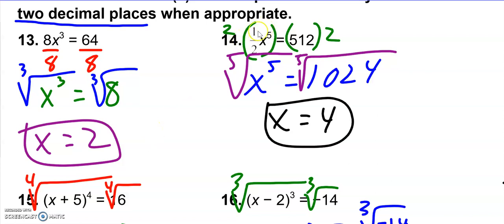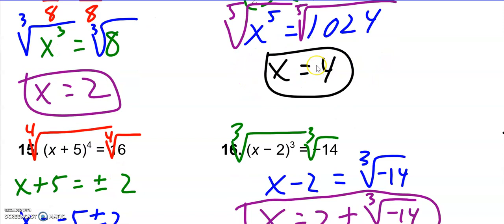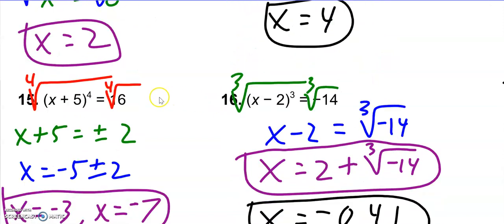Number 14, since I had 1/2 x to the fifth equals 512, to get rid of the 1/2, instead of dividing, I multiplied both sides by 2. So then I went from the green to the blue, which was x to the fifth equals 1024. Now I had to get rid of the 5 exponent, so I did the fifth root of both sides, and I end up with x equals 4. Again, I did this in my calculator, if you don't know the fifth root of 1024 in your head.